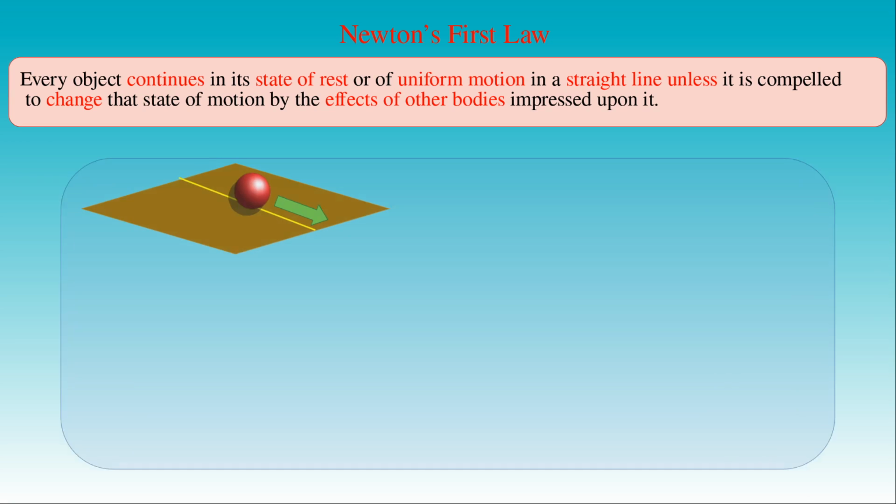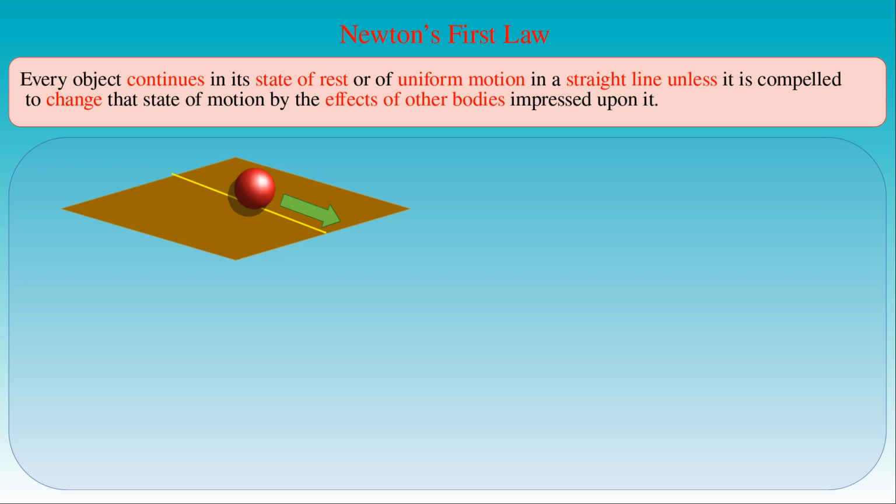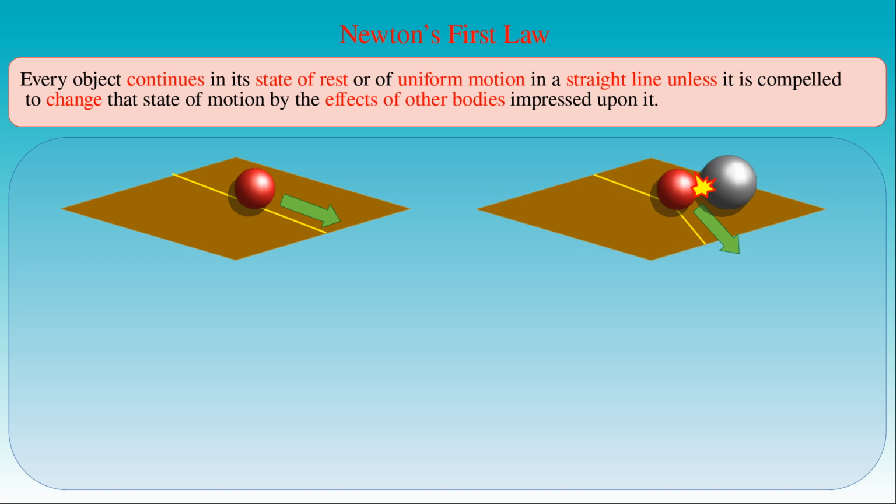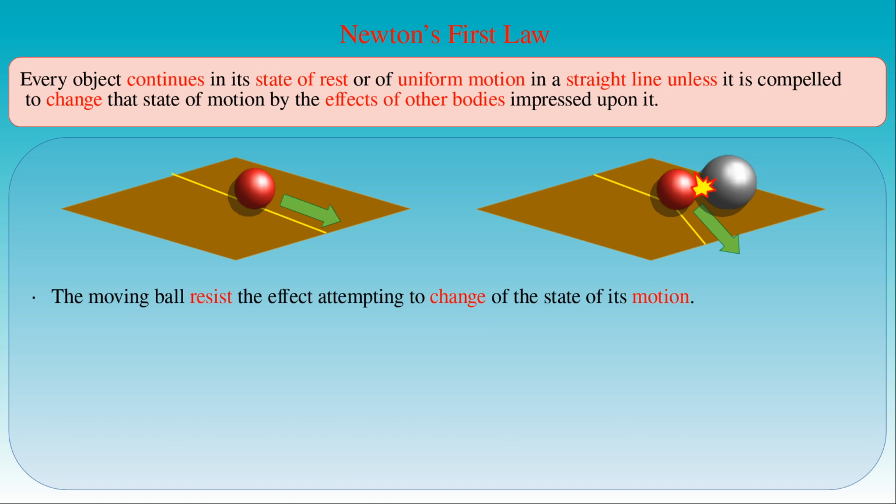According to the first law of motion, if a ball is rolling on the floor and the effect due to the friction is negligible, then it travels along a straight line at a constant speed. If the ball collides elastically with another ball, then the latter one has an effect on its motion. As a result, the moving ball changes the direction of its motion. At the same time, the moving ball resists the effect attempting to change the state of its motion. We attribute this behavior to a property of bodies, called inertia.